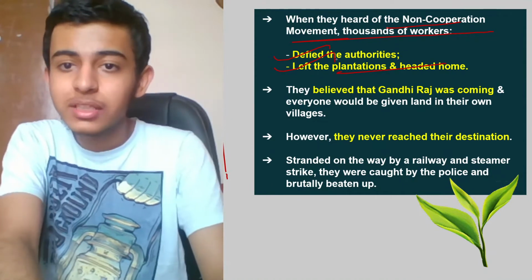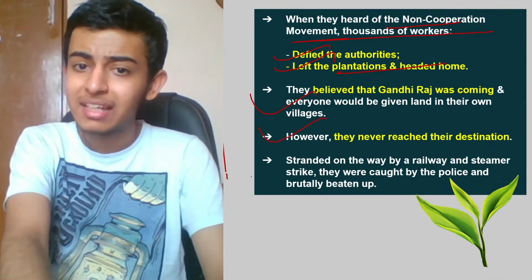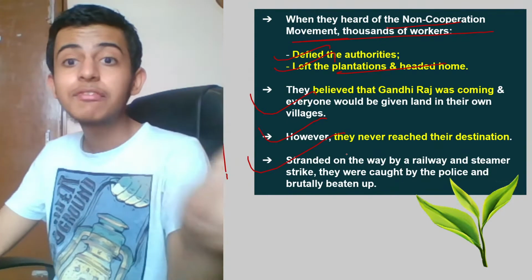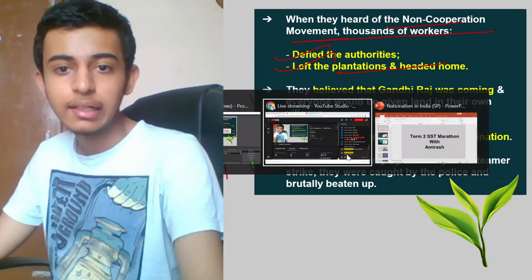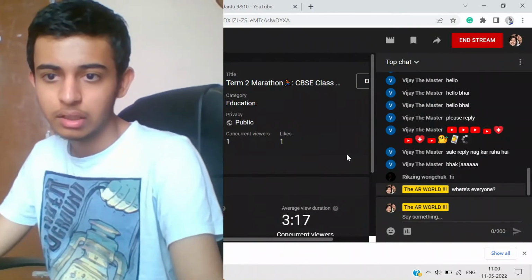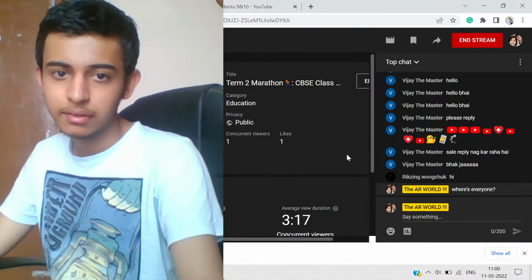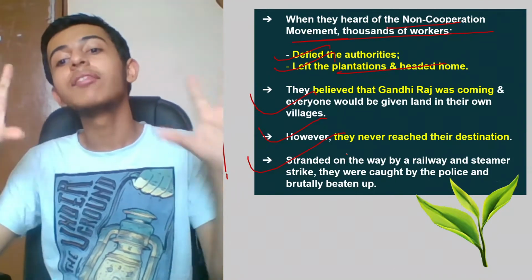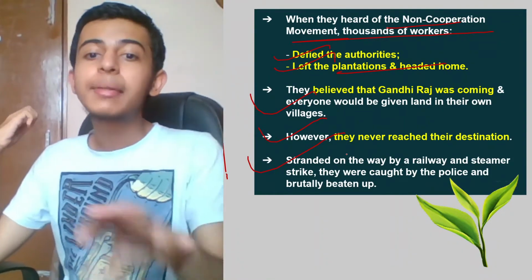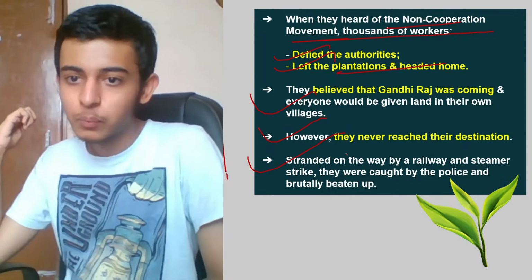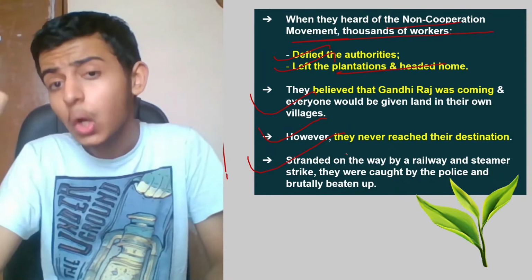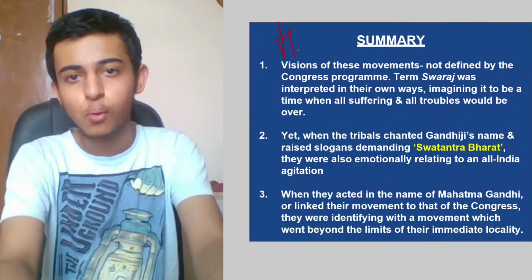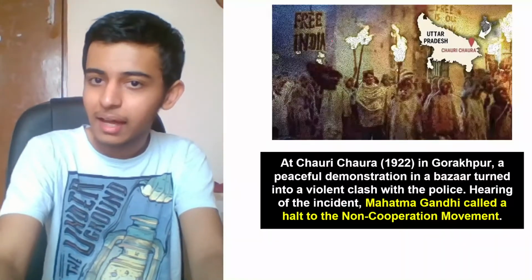They believed that Gandhi Raj was coming and everybody would be given land in their villages, but they never reached their destination. So what they did, they defied the authorities. They deceived them. What we call dhoka dena in Hindi, right? This happened, right? Great. But they never reached their destination. They could never reach the place where they wanted to go. Why? Because stranded on the way by a railway and steamer strike, they were caught by the police and brutally beaten up. So the police did not allow them to reach their destination. Summary to be read as a homework because it is not that important.